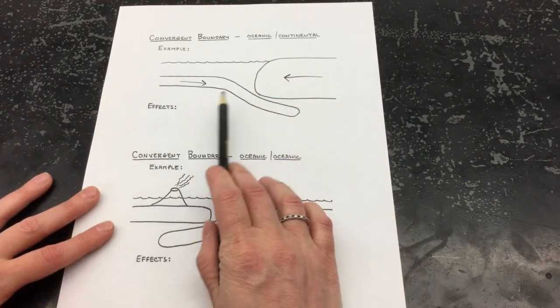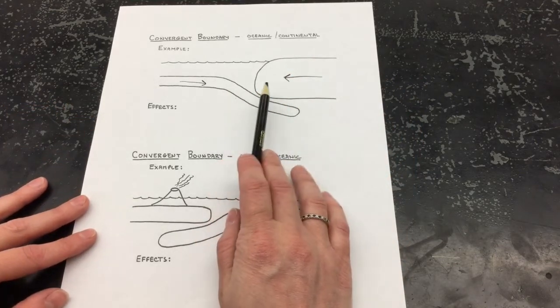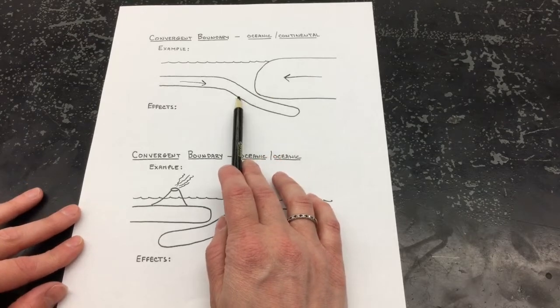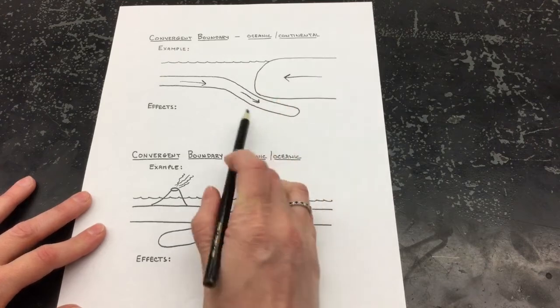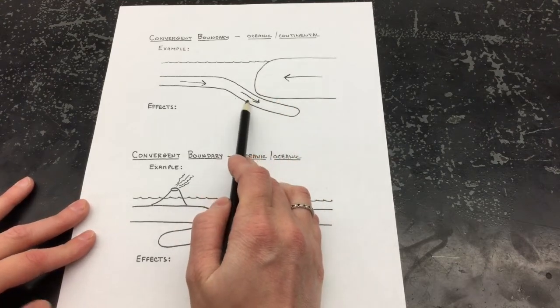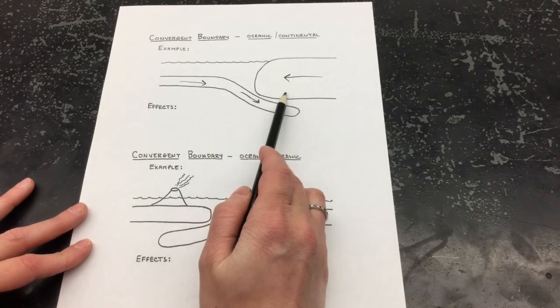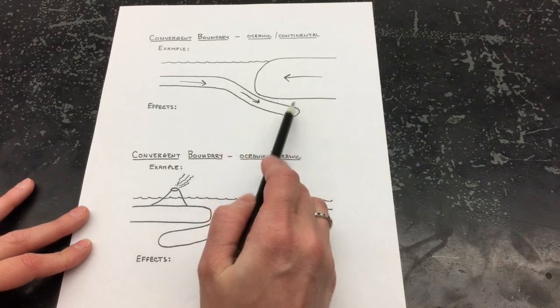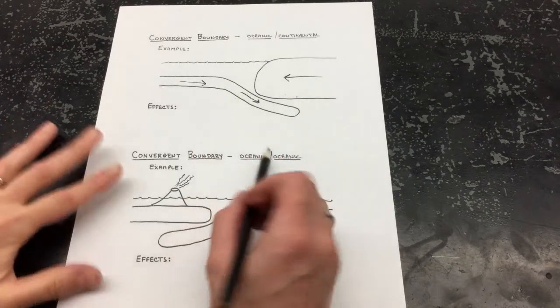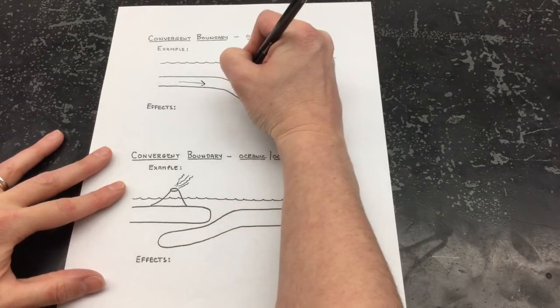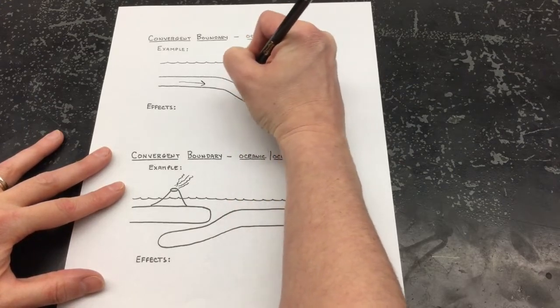Now if you remember, when oceanic crust and continental crust meet, oceanic crust will subduct here. And the reason we have subduction is because oceanic crust is more dense than continental crust. So it will sink down below this continental crust. Because this is happening right in this location, you will have an ocean trench forming.